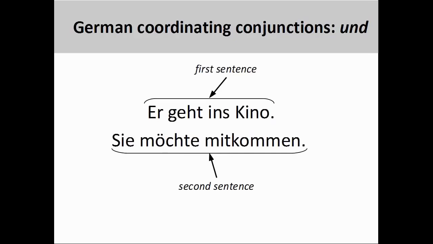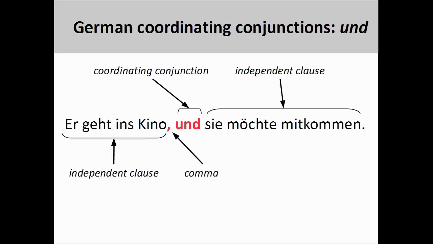We can also use und to join two sentences as a means of providing additional information. For example, the second sentence you see on the screen, sie möchte mitkommen, she would like to come with, provides additional information to the activity described in the first sentence. Er geht ins Kino. He is going to the movies. When und is used to join these sentences, the connection between the ideas they express is made even more explicit. It is important to note that, as in English, the resulting sentence manifests two independent clauses, which are separated by a comma preceding the coordinating conjunction.